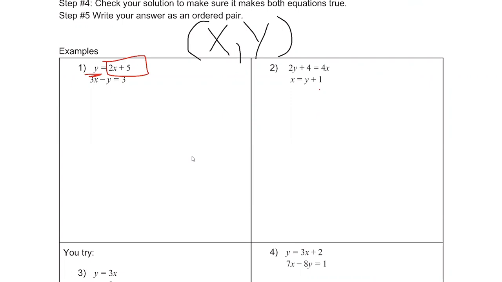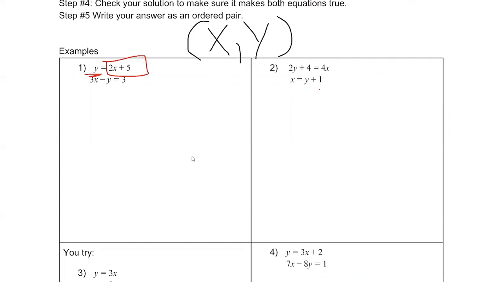Basically, I like to think of this as being like a nickname. y also goes by 2x plus 5. My name's Benjamin. I also go by Ben. If someone calls me Benjamin or Ben, I know they're talking about me. So it's the same thing with y. If you call them y or you call them 2x plus 5, they know you're talking about them. They know you're talking about that first equation.